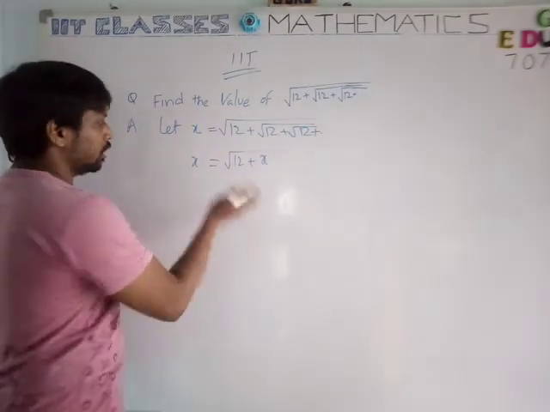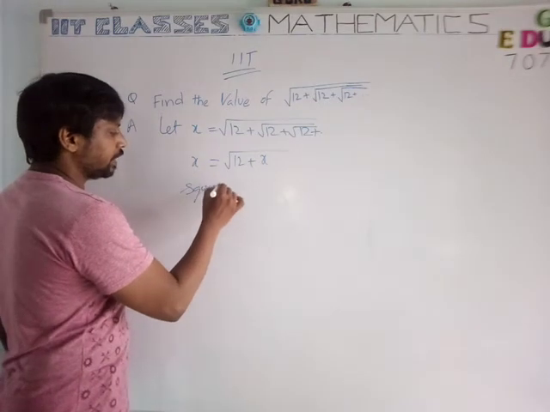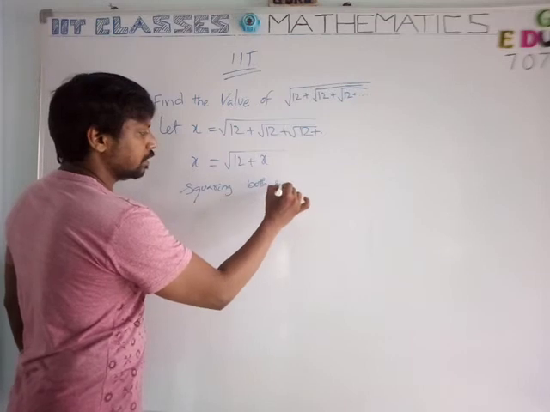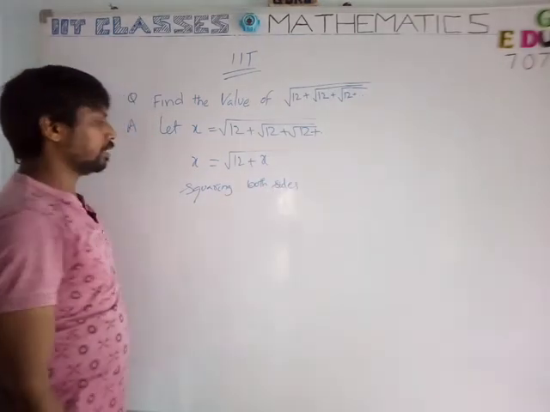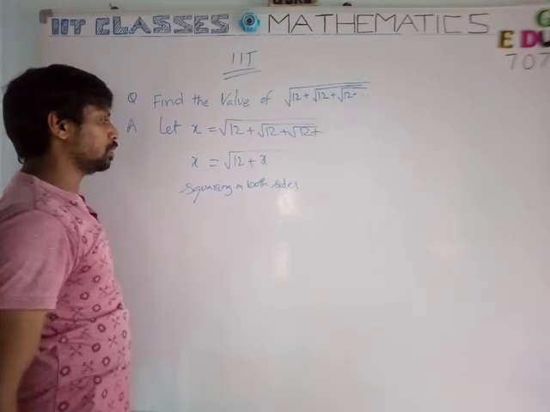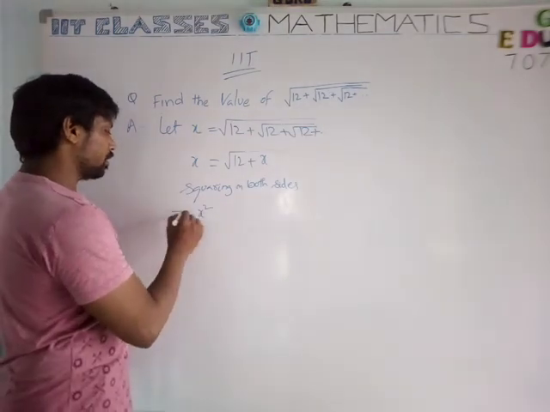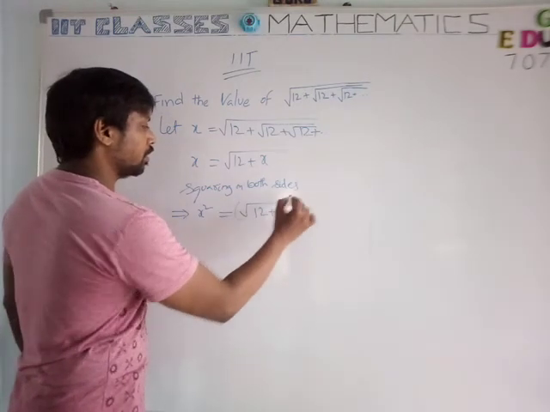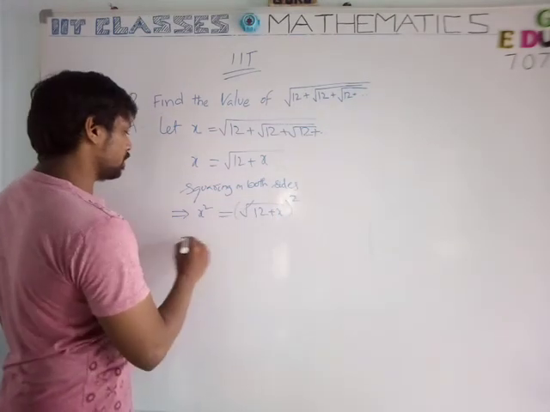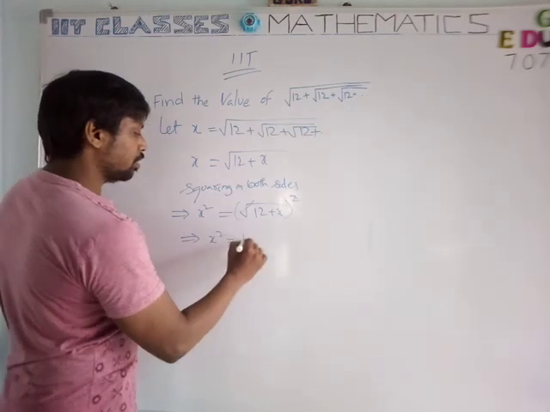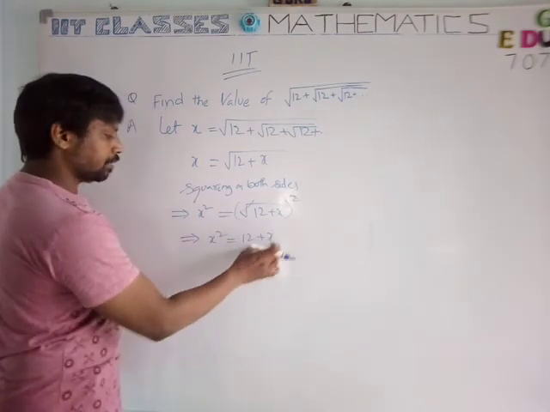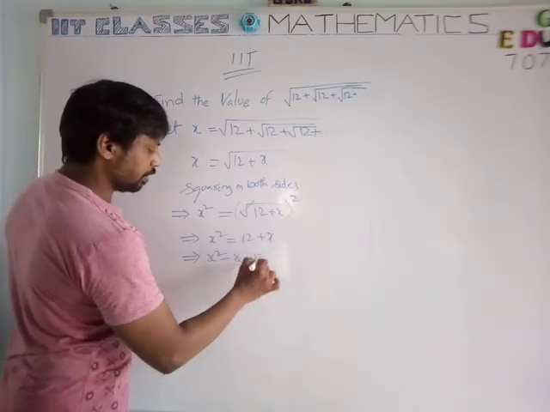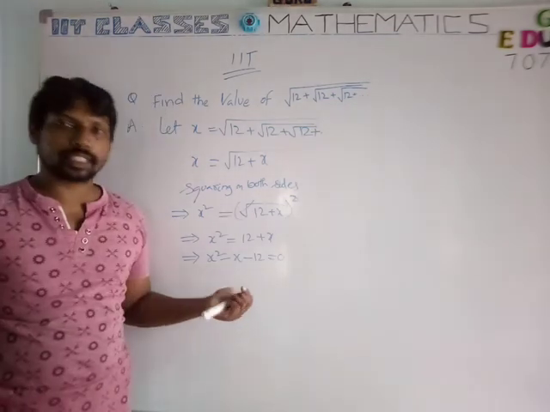Squaring on both sides. Therefore x square equal to root over 12 plus x whole square. So this root and square cancel. x square equal to 12 plus x. Shift this term to this side. x square minus x minus 12 equal to 0. It is a quadratic equation.